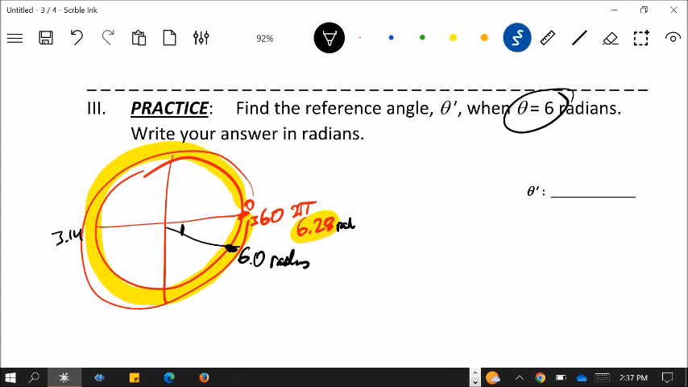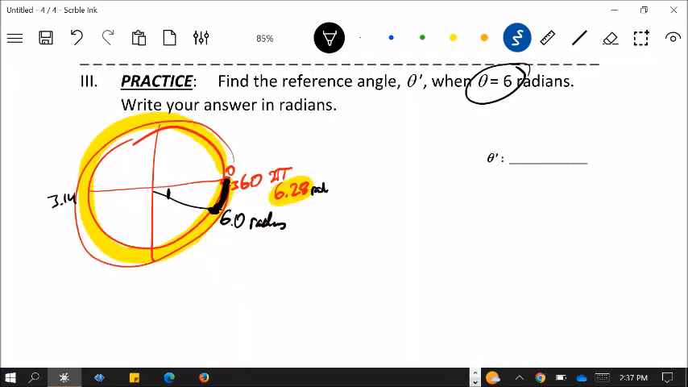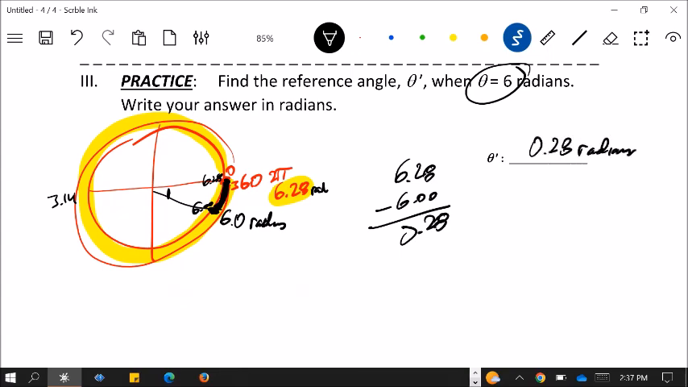I don't want this angle here. What I want for the radians is the reference angle, which is essentially the distance on the circumference. So we want to know that difference. If this is at 6.28 and this is 6.00, we do 6.28 subtract 6.00. Oh, 0.28. 0.28 radians, because 6 is very close to 6.28.